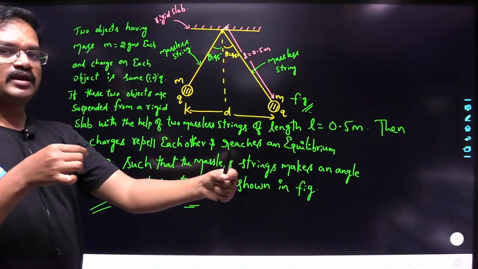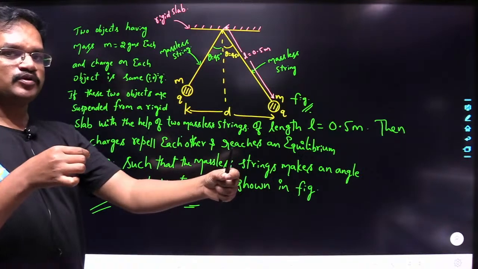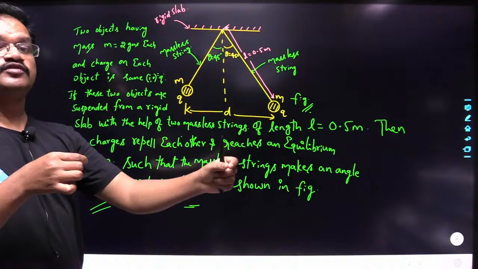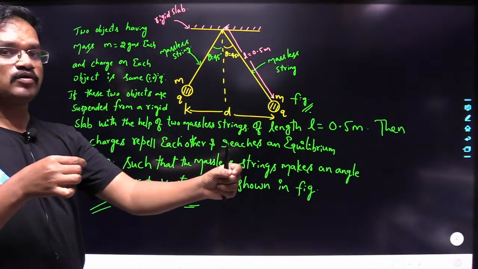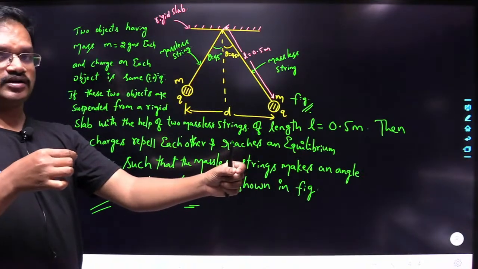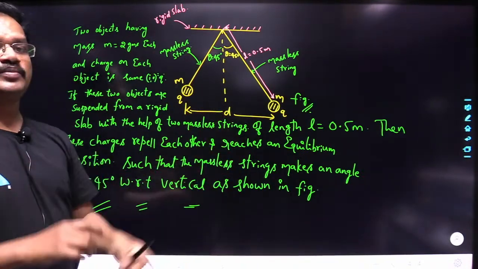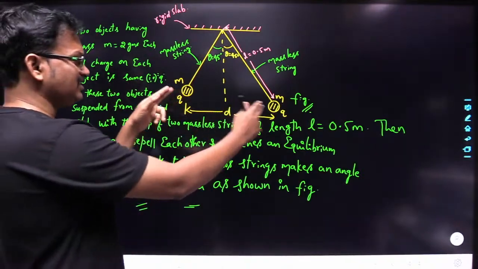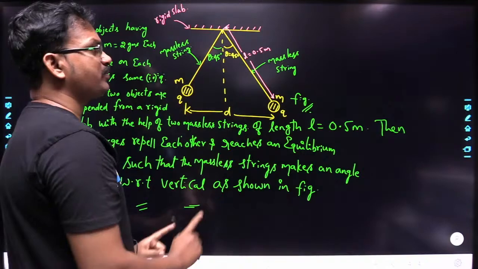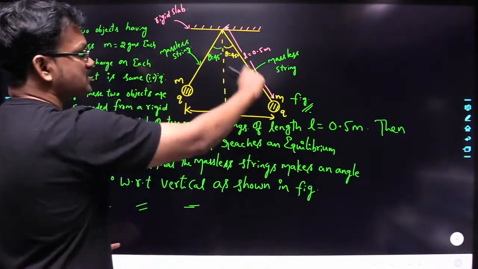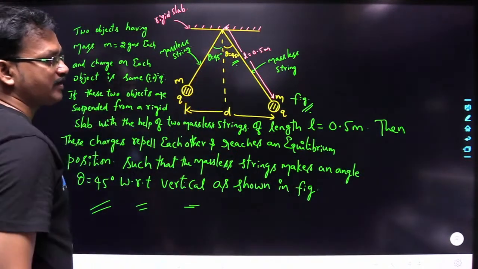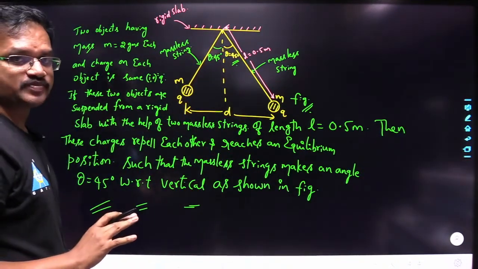So what do we mean by equilibrium position here? Equilibrium position means that at that position the net force acting on that object will become equal to 0, and hence that object will not move further. Understood? That is the equilibrium position in the diagram, where the massless string makes an angle theta equal to 45 degrees with respect to vertical.